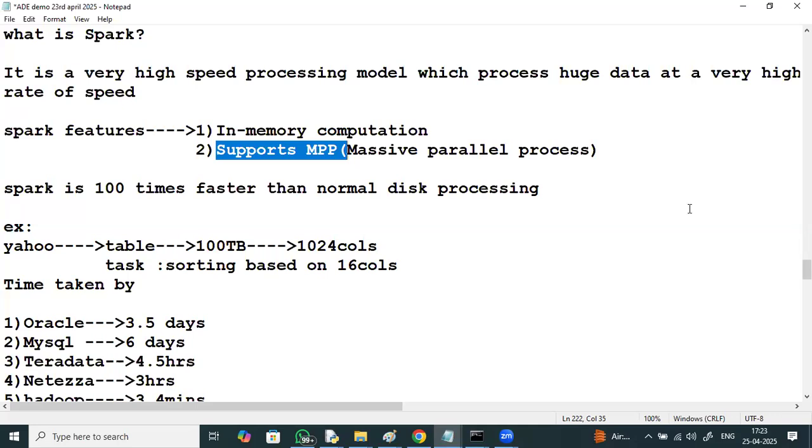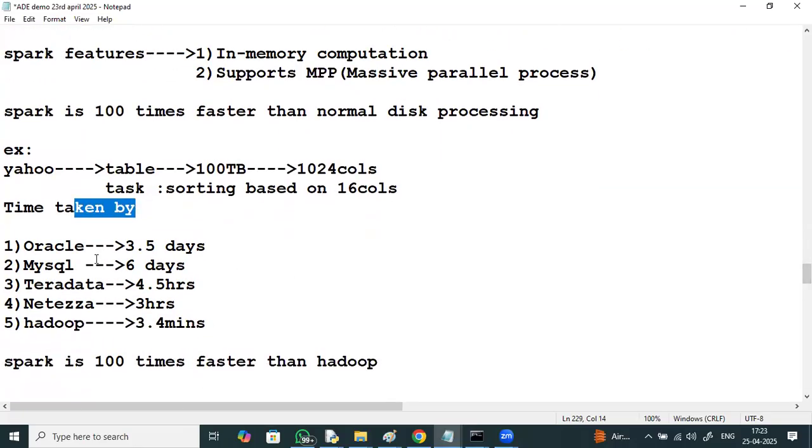Yahoo has conducted this test. Yahoo has taken a table of 100 TB consisting of 1024 columns, task sorting based on 16 columns. What is the time taken? Oracle has taken 3.5 days. MySQL has taken 6 days. Specialized data warehouse databases like Teradata and Netezza have taken 4.5 hours and 3 hours. Hadoop has taken just 3.4 minutes. Spark is 100 times faster than Hadoop.